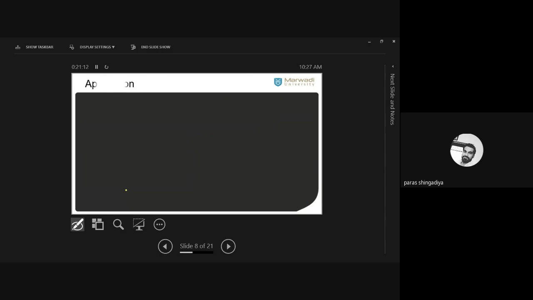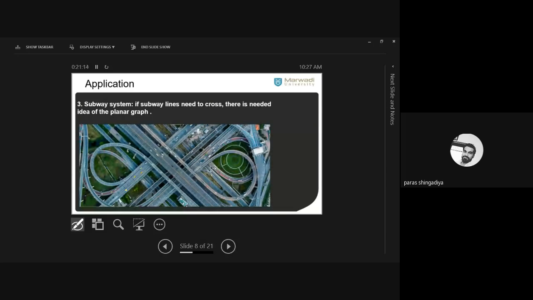And the third one that we consider is a subway system, and that is a picture of a subway system. You can now make that application easily. That is why the planar graph is required. Okay, that is the network of one of the cities of China, a subway system. If the subway lines need to cross, there is a need for the idea of the planar graph.